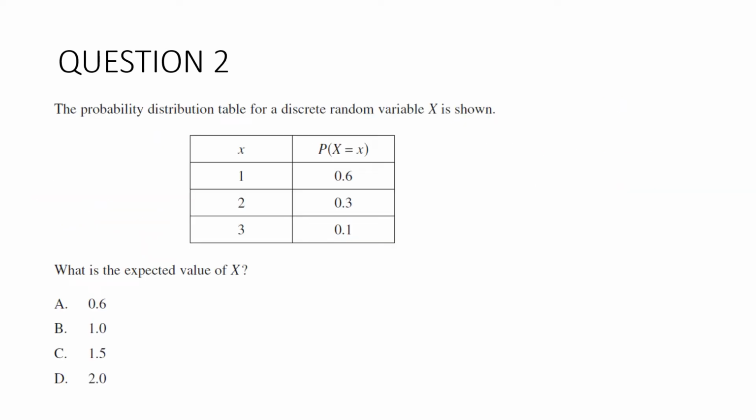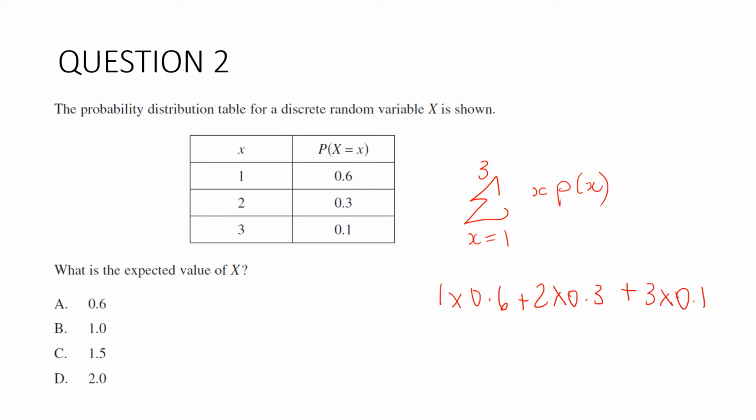Question 2. The probability distribution table for a discrete random variable x is shown. What is the expected value of x? So remember, we want to do the sum from x is equal to 1 up to 3, and we want to multiply x by p of x. So we're going to go 1 times 0.6 plus 2 times 0.3 plus 3 times 0.1. And just in the calculator, that is going to give us 1.5.